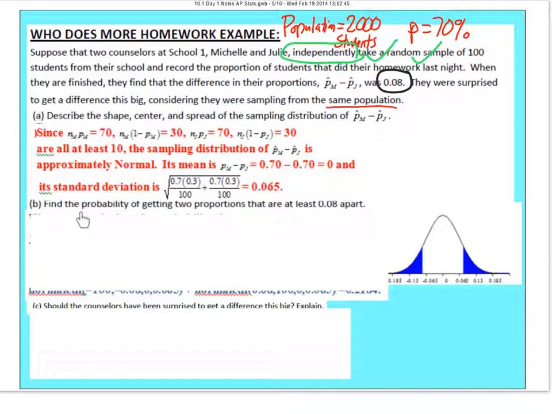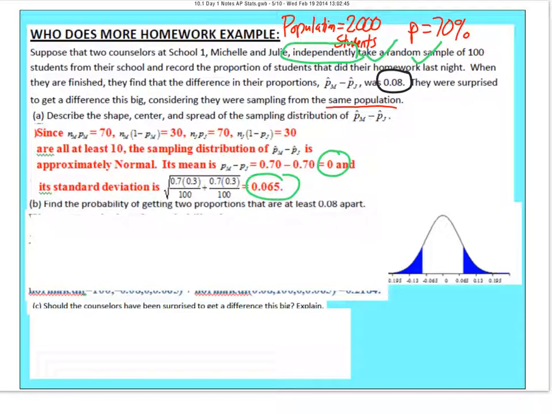In part B, let's find the probability of getting two proportions that are at least 0.08 apart. Now, from here, remember we found the new mean and standard deviation. So technically, I could do a quick sketch of that. The sketch is going to be a normal curve, where the mean difference is right in the middle. Every standard deviation is 0.065. So this is one standard deviation, 2, and 3 from the mean. What's the probability that two proportions are at least 0.08 apart?